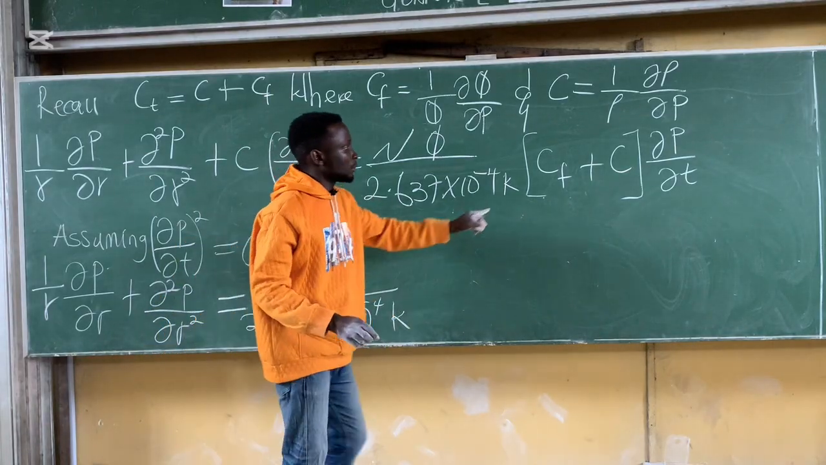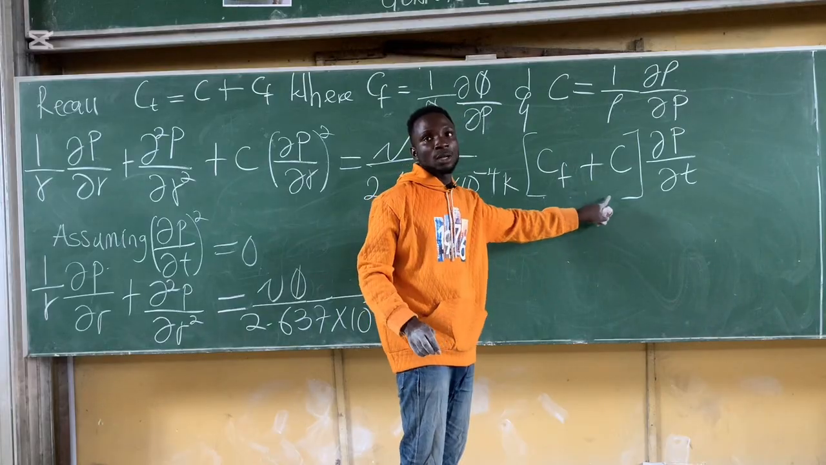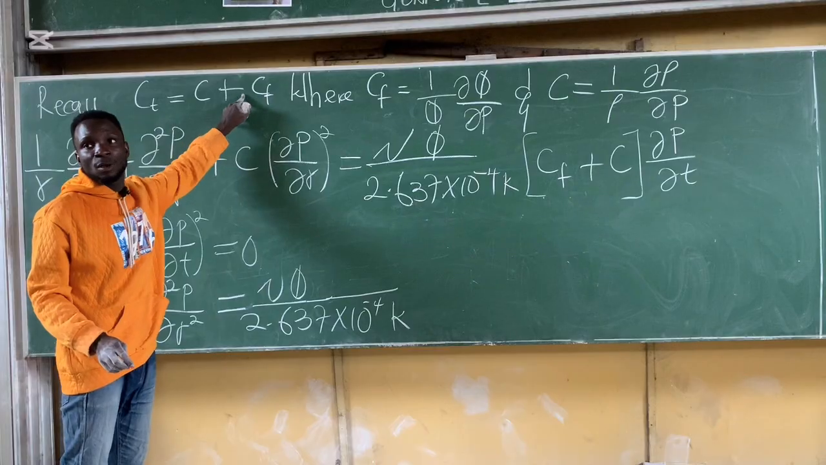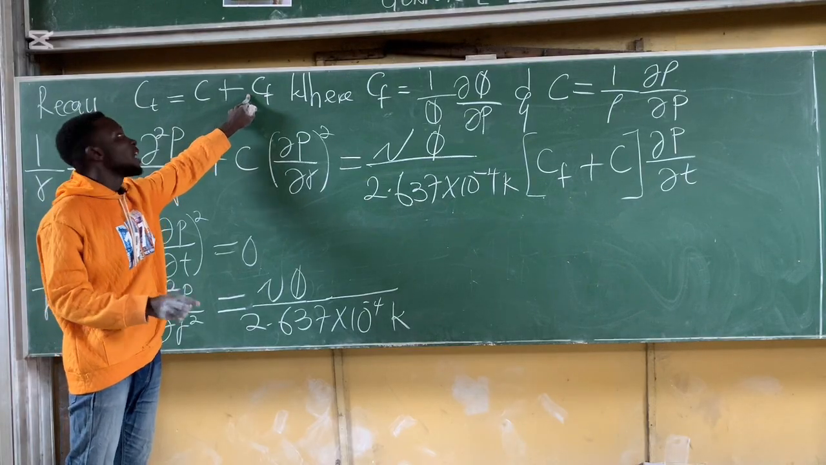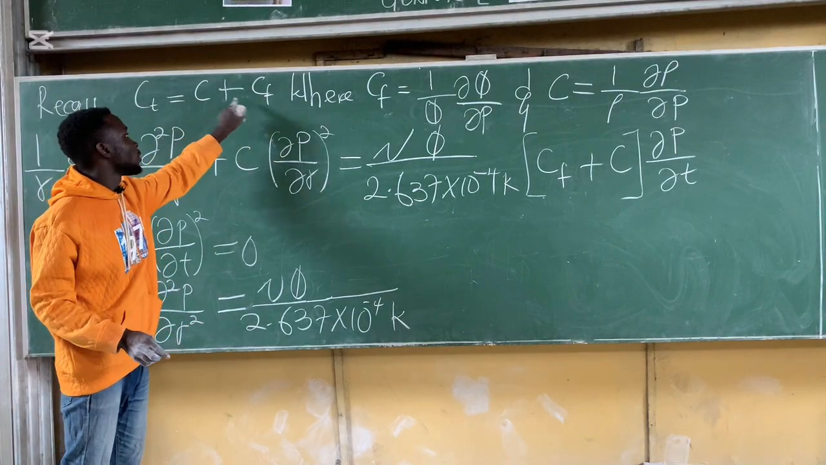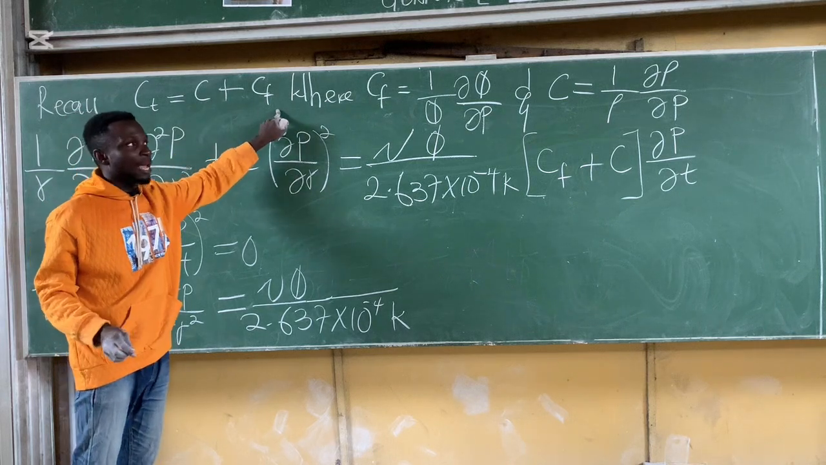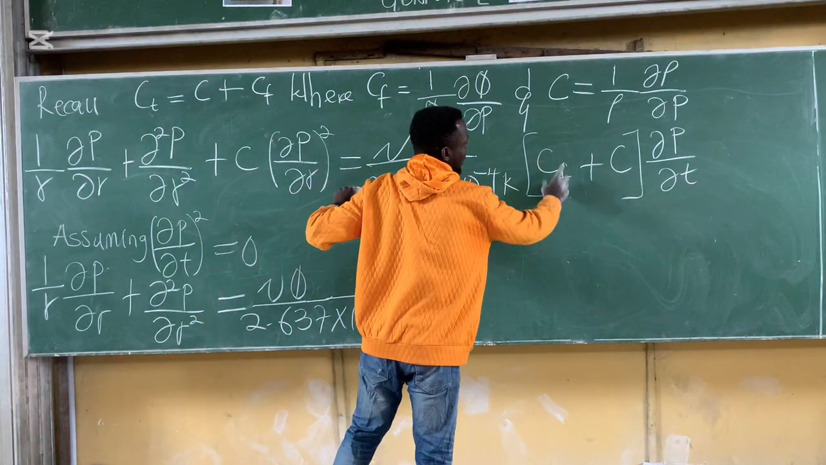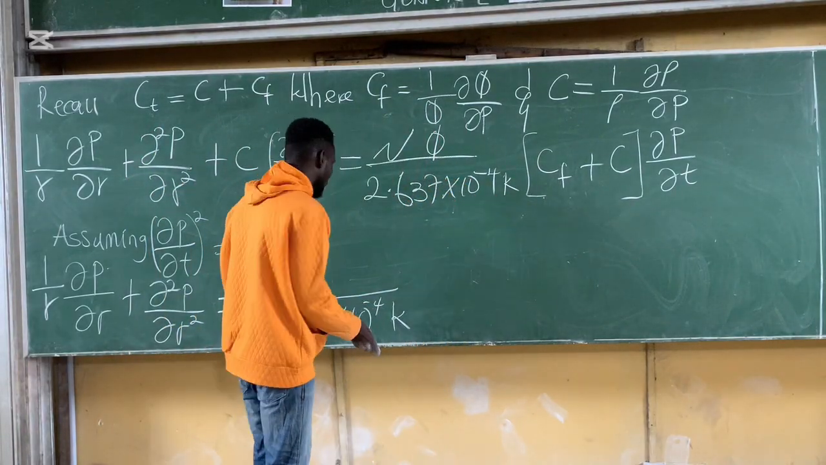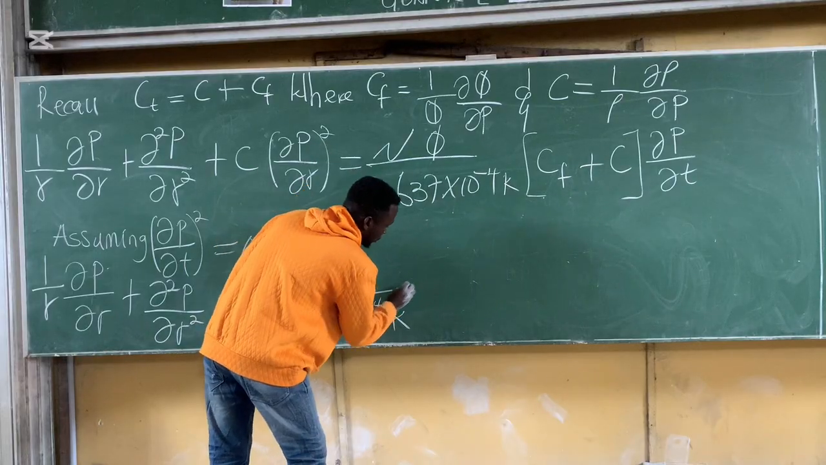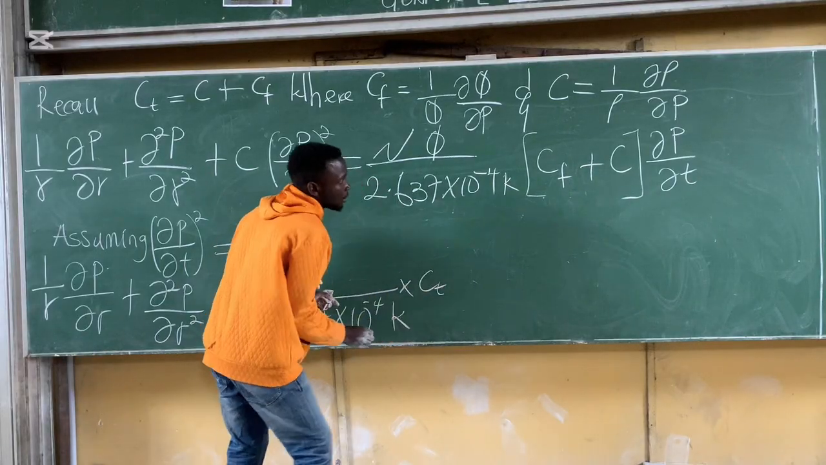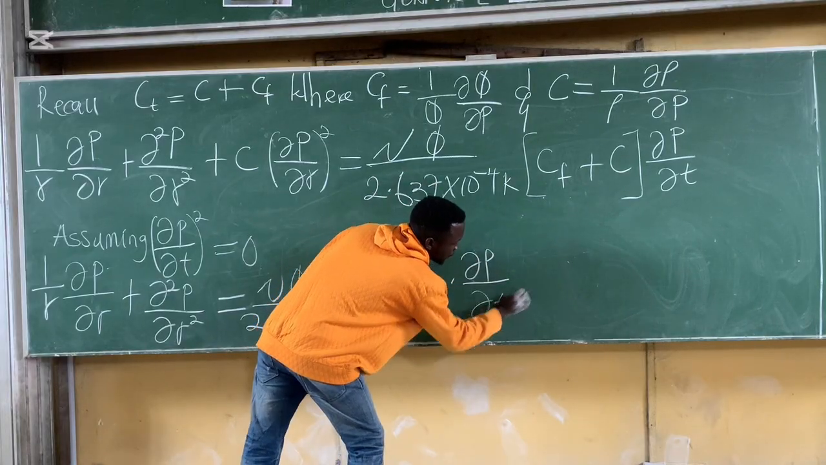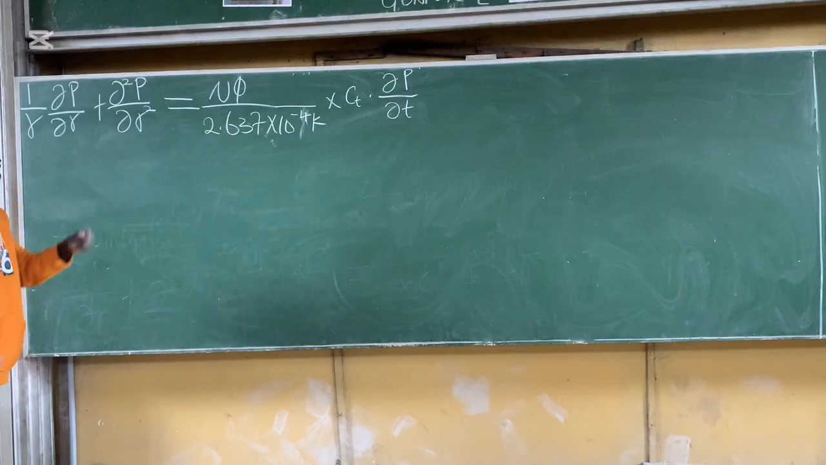Into, remember now, if you see this, you have C_f plus what? C. If you come here, we said that C_t is equal to what? C plus C_f, which is the same thing as C_f plus C. If C_f plus C is the same thing as C plus C_f, which is also equal to C_t, you can simply say that this thing here is the same thing as what? C_t. So you can simply say that this is multiplied by what? C_t. Then times what? dp all over what? dt. So we have this.